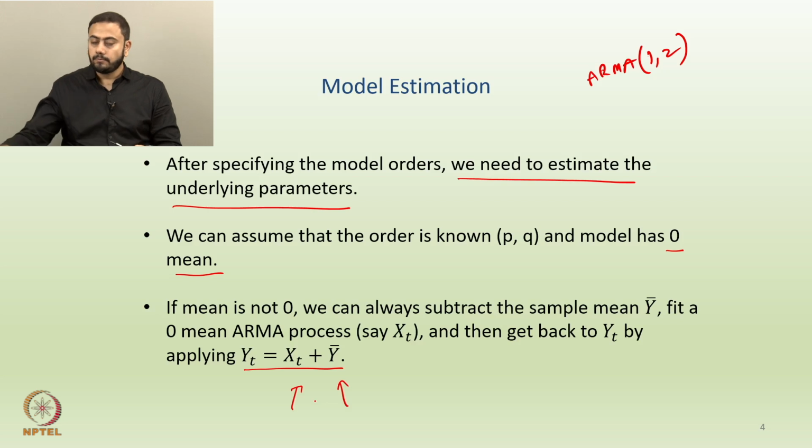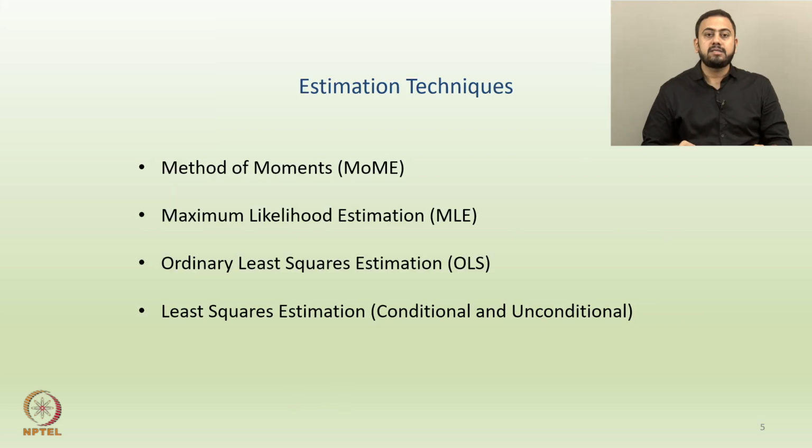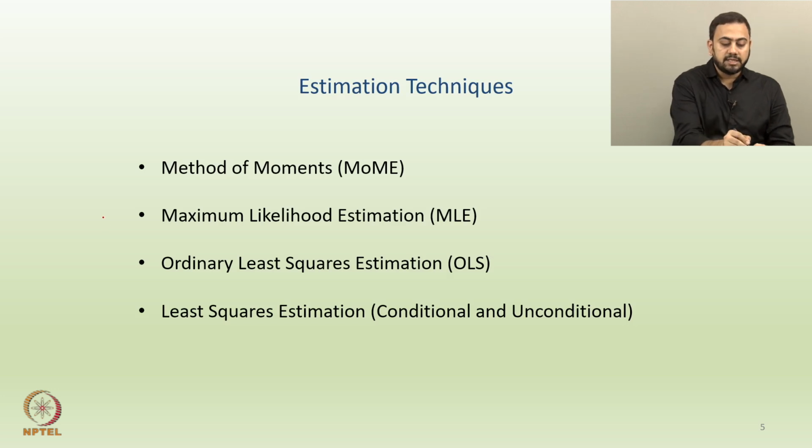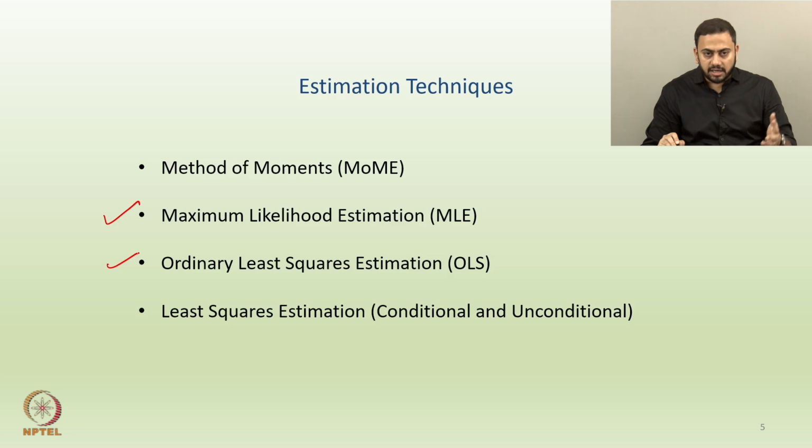Okay. Alright, now how about some estimation techniques? In other words, what are the ways of estimating the underlying parameters in a model? The first one is method of moments, in short MOM or MOME. The second one we discussed in the last lecture, MLE, maximum likelihood estimation, or one can go with something called OLS or ordinary least squares, or let us say least squares estimation, either conditional or unconditional.